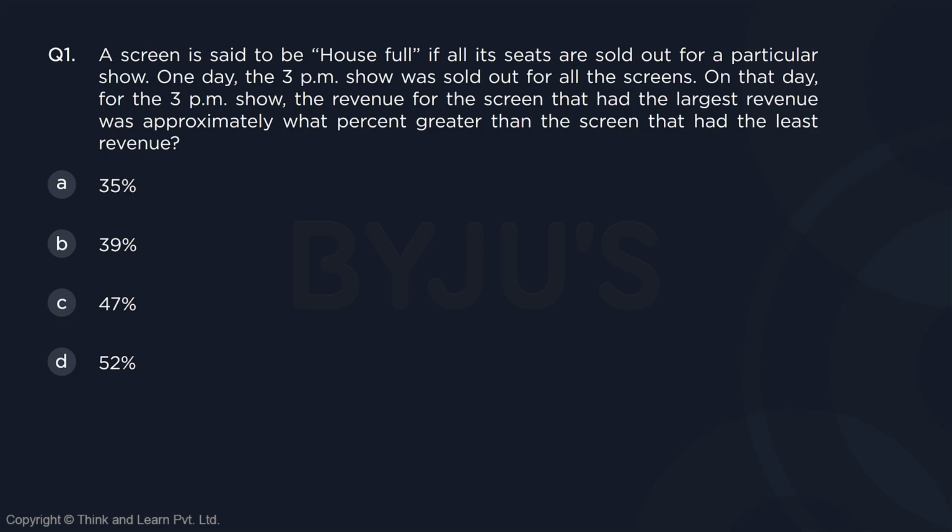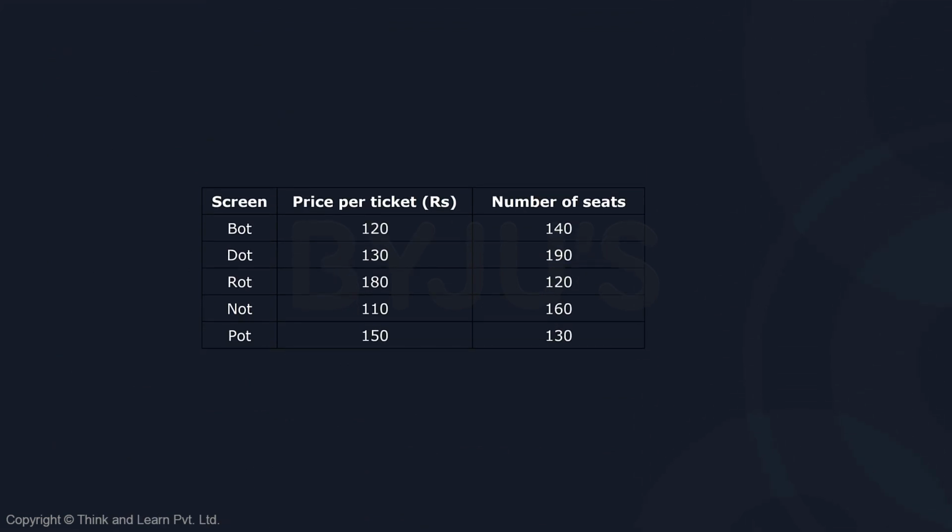had the least revenue. So what we need to do in this table, we need to simply multiply price per ticket into number of seats. That gives you total revenue for that screen, right? Similarly here, here, here, and here. And this is also an easy calculation, you can see, because you can easily multiply 12 into 14, you can easily multiply 13 into 19, and so on and so forth. So the calculations are also not very tricky, right?